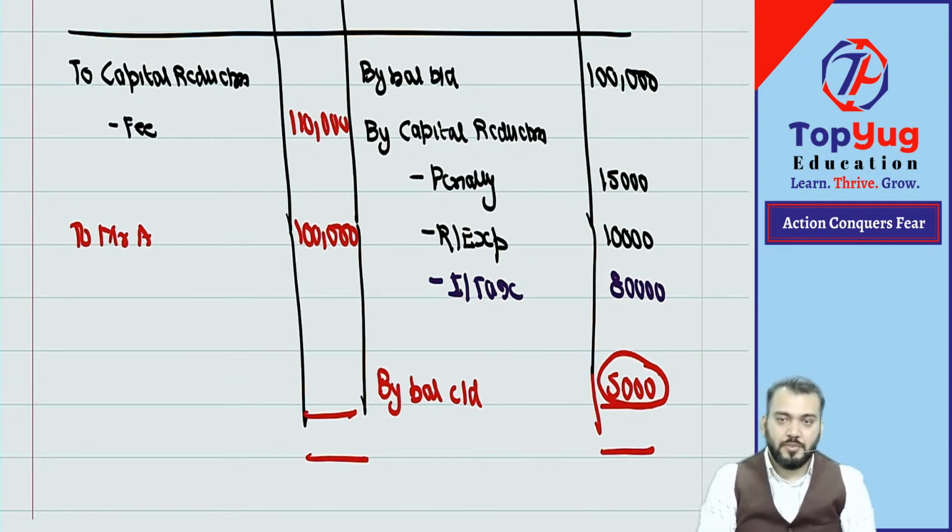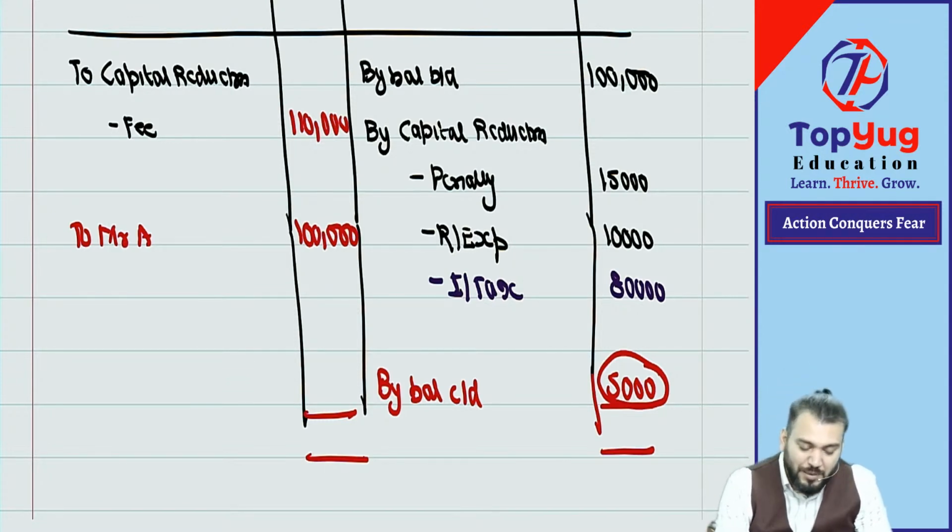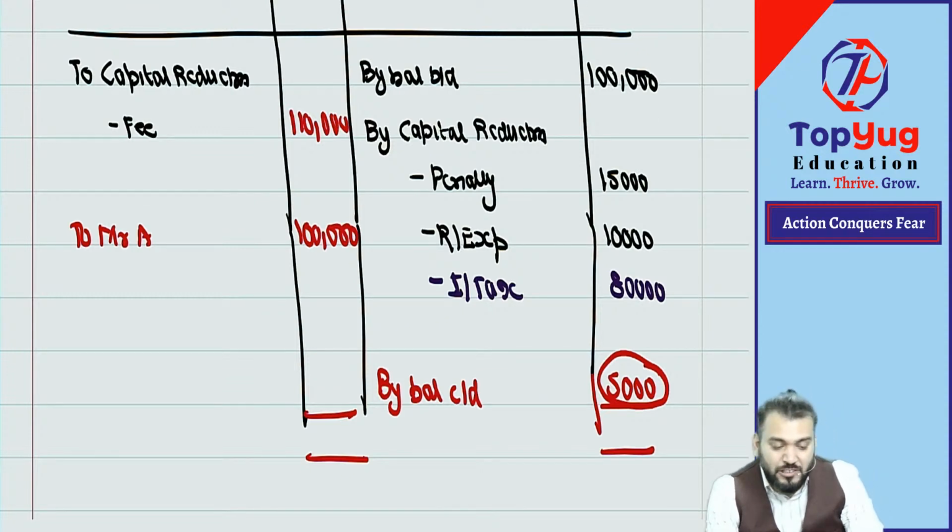This you have understood? So I hope you have understood why we have taken bank overdraft. If suppose in this question also they have cash and bank balance, then we would have taken cash and bank balance only. Okay? Chalega. What is your doubt?